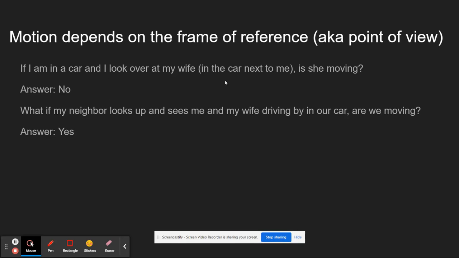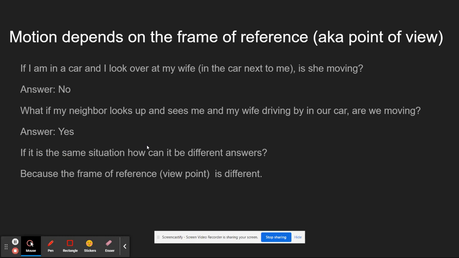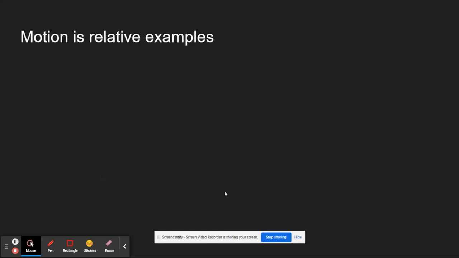You're like, well, that doesn't make sense. That's the exact same scenario. Me and my wife are in a car. In one view we're not moving, in another we are. How is this possible? How can the same situation have different answers? Because it all depends on the viewpoint, because the frame of reference is different. From one perspective, no motion is occurring. From another perspective, motion is occurring. So it really depends on how you look at it.